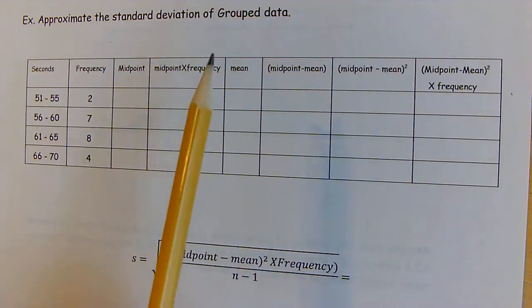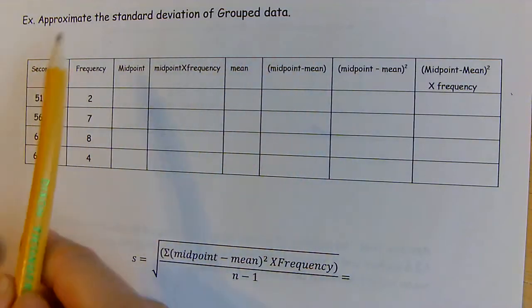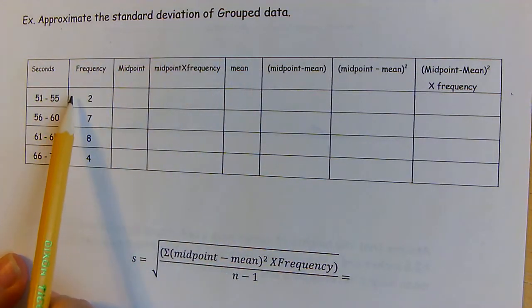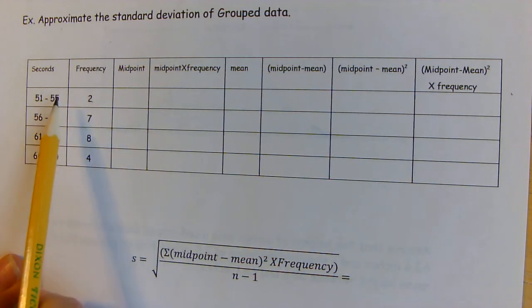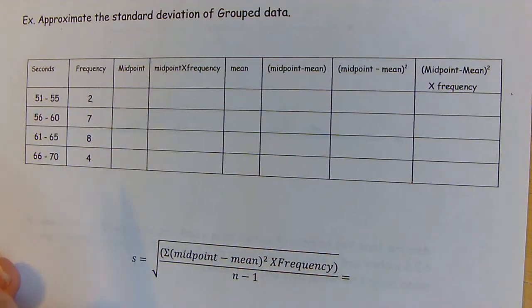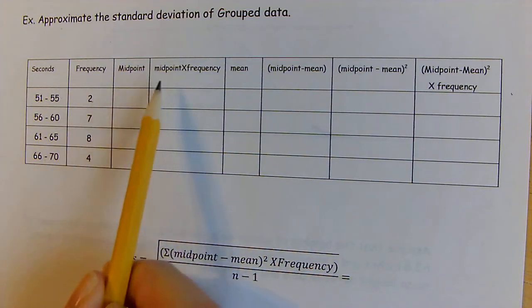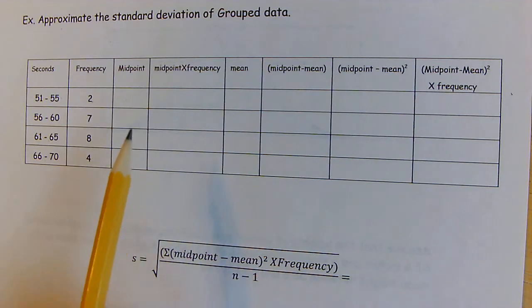Okay, still some more standard deviation, but now we're going to approximate a standard deviation because we have grouped data. We have a number of people in different classes. So to start this, I need all this information, so I need the mean. To get the mean, I need the frequency times the midpoint and the sum of that column.